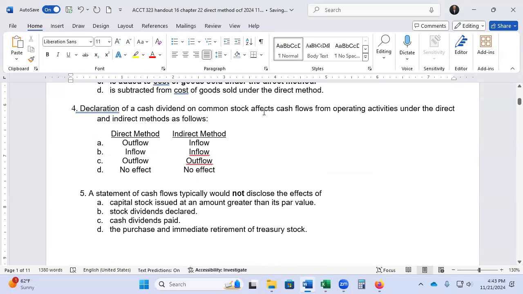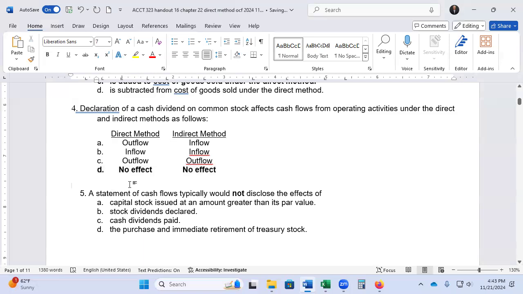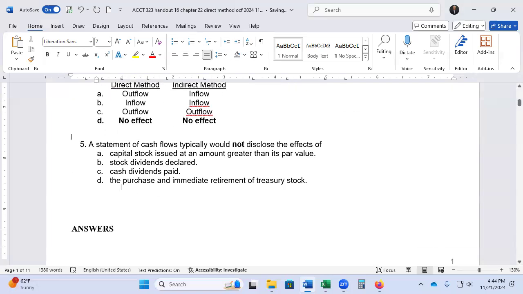Declaration of a cash dividend on common stock affects cash flows from operating activities under the direct method and indirect method as follows. So under the direct method, it has no effect. And under the indirect method, it has no effect. Where do dividends go? They're in the financing section, but they have to actually be paid, not declared.